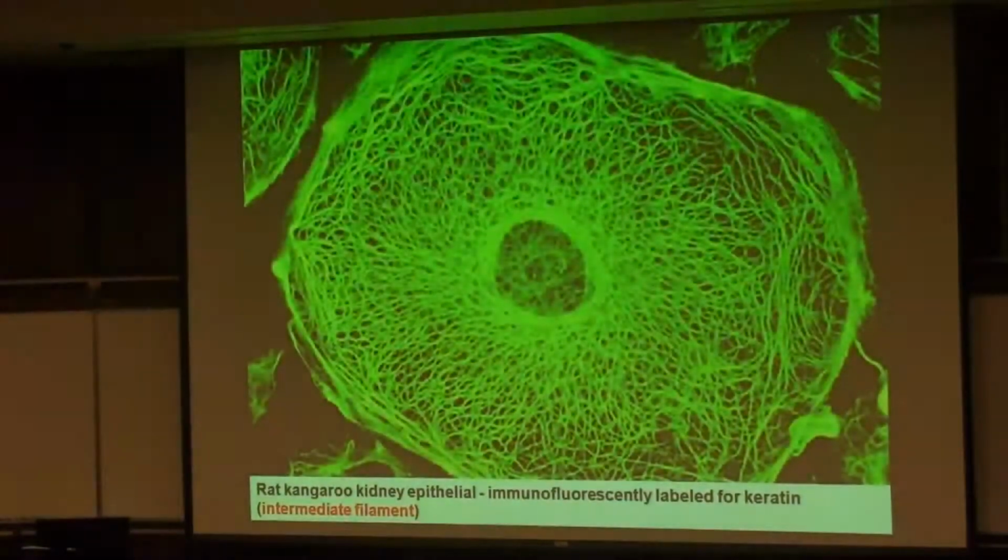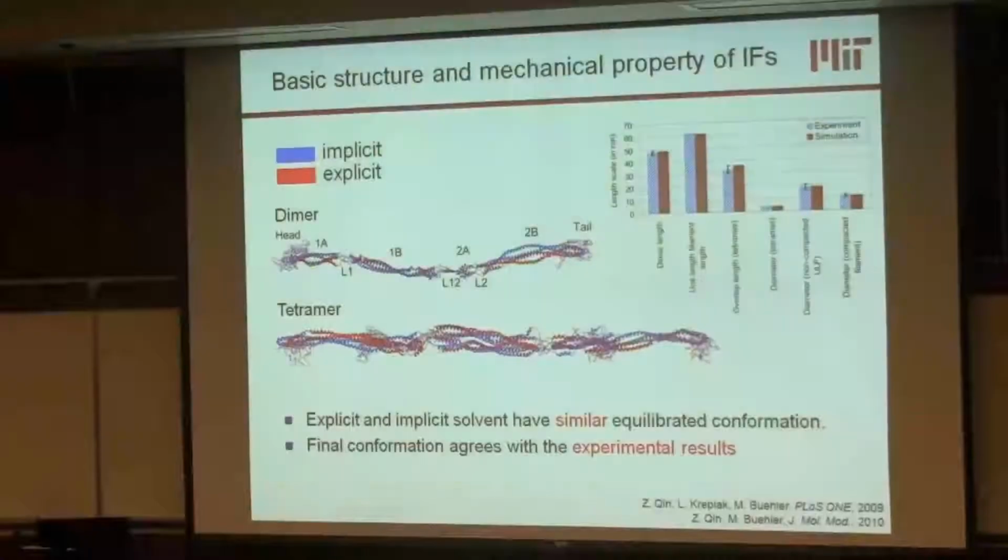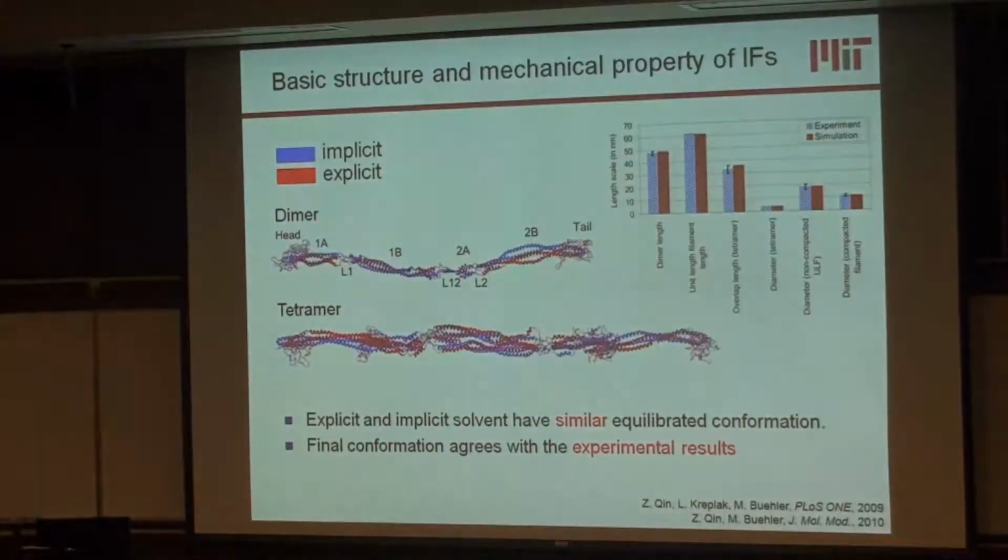This is a kidney epithelial cell. You can see the branching structure: the keratin intermediate filaments inside the cell are very random and branching. The basic building blocks of those intermediate filaments are dimers and tetramers, largely composed of alpha helix structures. In the simulation, we run implicit solvent in CHARMM and explicit solvent in NAMD, developed at UIUC. And we validate our results against experimental measurements for those equilibrated structures.